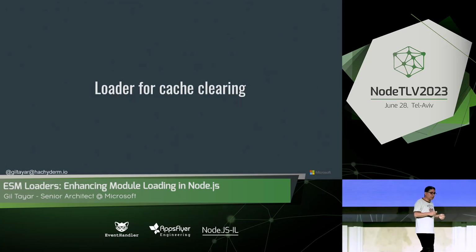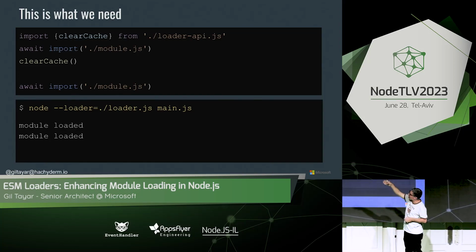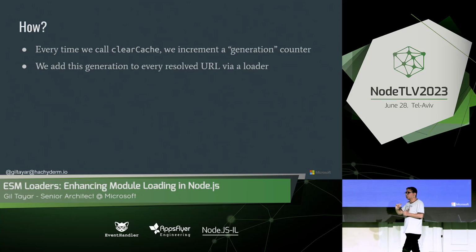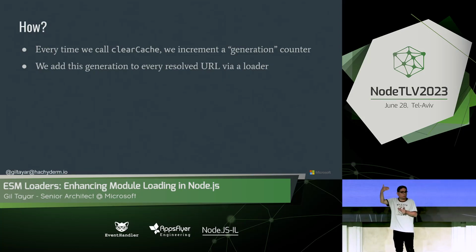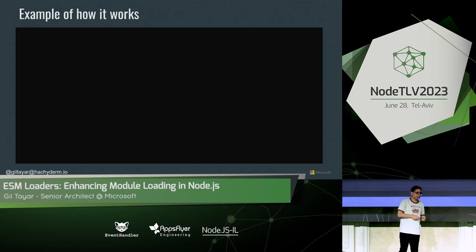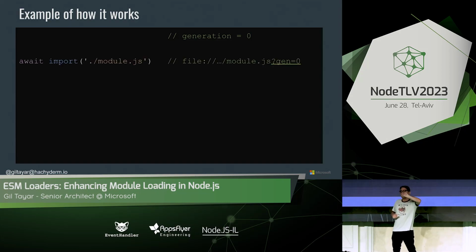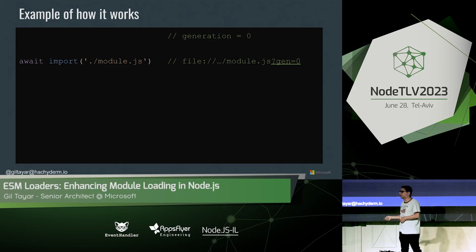We write a loader for cache clearing. So this is what we want: an import from loader API, await import, clear cache, await import, and we want this to happen. Loader API is the API that needs to communicate with the loader itself. Got it? Here we go. The idea is this. Every time we call clear cache, we increment a generation counter. It's like a number. And we add this generation to every resolved URL via query parameters. For example, we start with generation 0. We do an await import. We will transform the URL using the resolver and add gen equals 0.